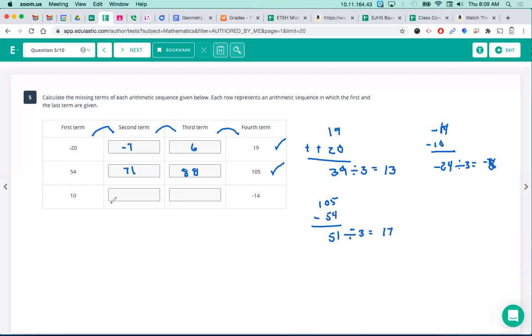Well, let's try and subtract 8 here. 10 minus 8 is 2. 2 minus 8 is negative 6. Negative 6 minus 8 is negative 14. There we go.